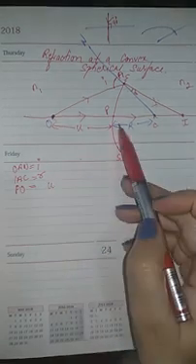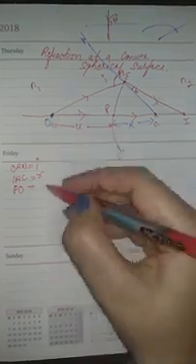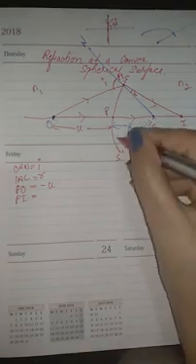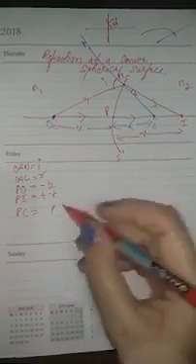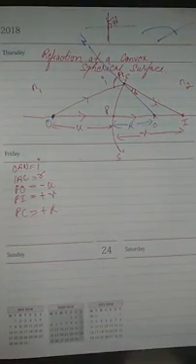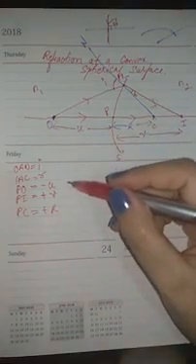Object distance is u, but anything towards the left of the optical center or the pole is negative. Now PI is the image distance denoted by v. Anything towards the right is positive. And PC, this distance is the radius of curvature, towards the right of the spherical surface is positive. Now this is according to the coordinate geometry sign convention.